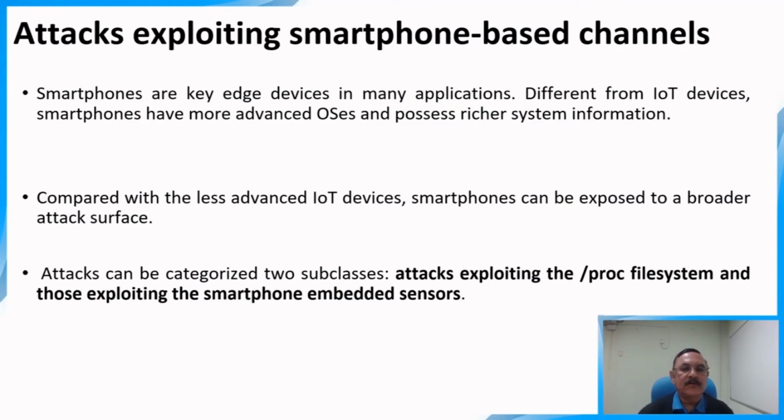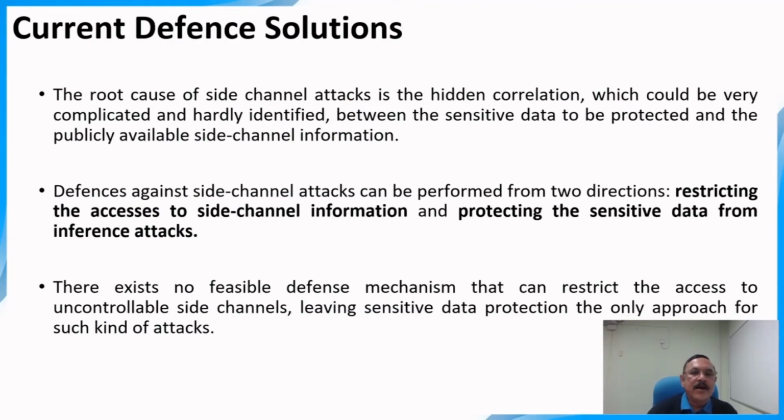Smartphones are the key edge devices in many applications. Different from IoT devices, smartphones have advanced operating systems and richer system information. Compared with the less advanced IoT devices, smartphones can be exposed to a broader attack surface. So, attacks can be classified into two subclasses: attacks exploiting the /proc file system and those exploiting the smartphone embedded sensors. Now, the current defense solutions.